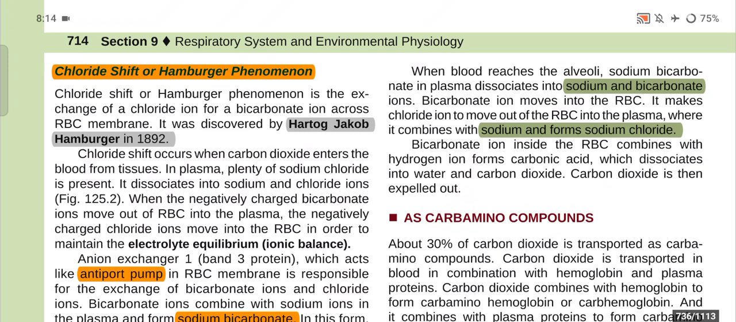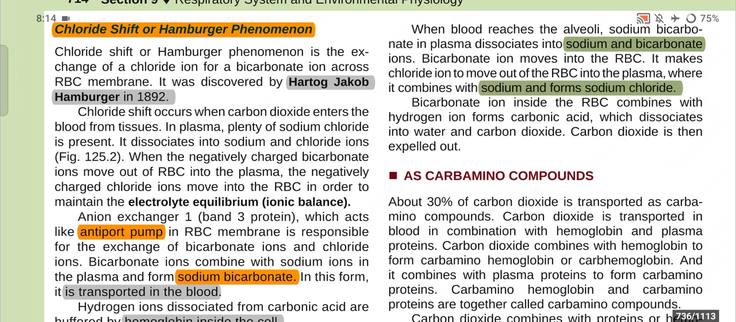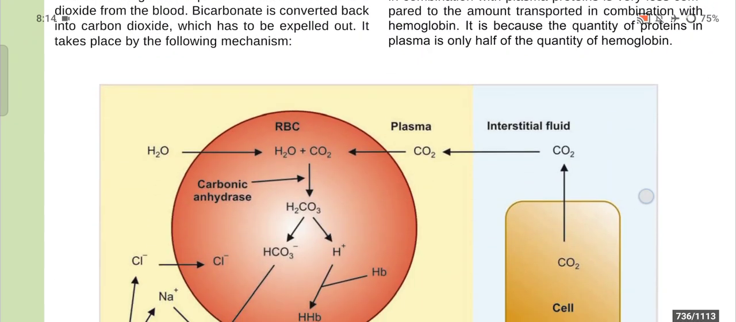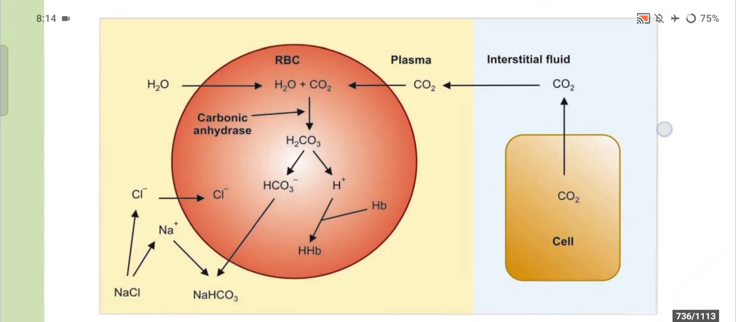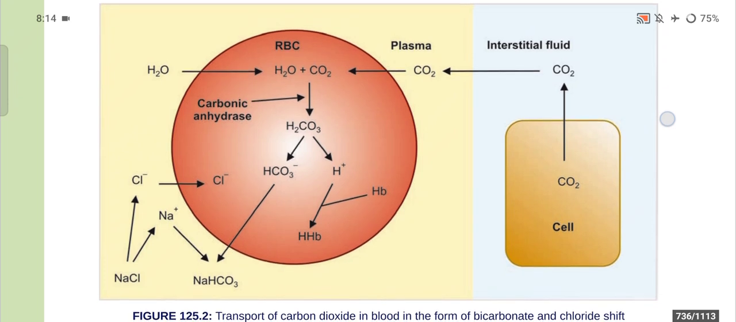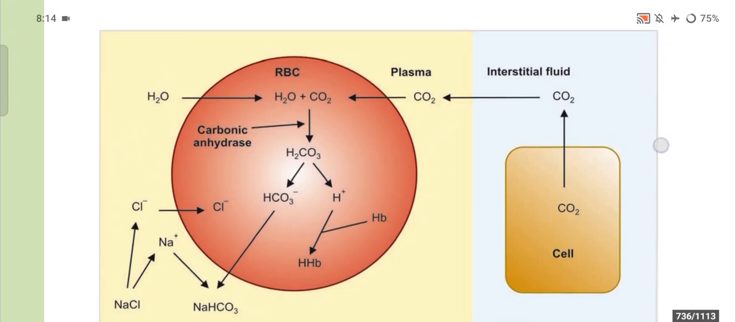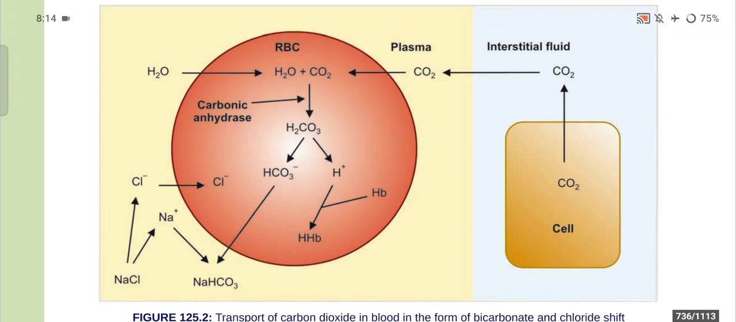And bicarbonate ion inside the RBC combines with the hydrogen ion and forms carbonic acid, which dissociates into water and carbon dioxide, and carbon dioxide is then expelled out. Now what is the mechanism? First of all, you can see the RBC, then plasma and interstitial fluid. So first, the RBC is present and the cell is present. The cell expels carbon dioxide as an excreted product.